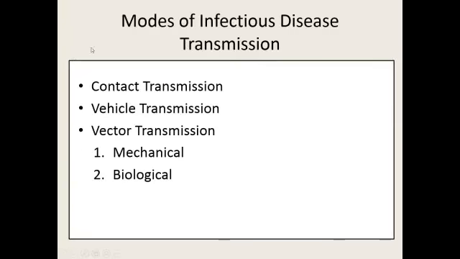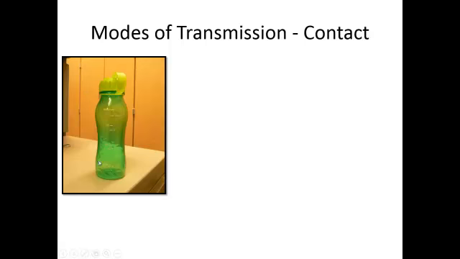Next, under transmission, we're going to talk about contact transmission, vehicle transmission, and vector transmission, under which we have mechanical and biological vectors. First up, contact transmission. This is where you have direct contact between the infected host and the prospective new host. Now, this can occur through sexual intercourse, kissing, touch. It can also involve fomites.